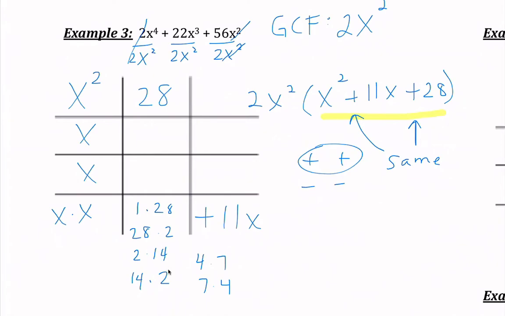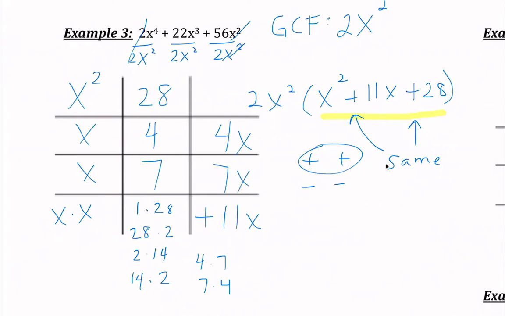Okay, so I have quite a long list, so I'm going to use a little bit of common sense. I know I'm trying to get to 11x, so I'm going to skip all these and jump straight to 4 and 7. I multiply across. X times 4 is 4x. X times 7 is 7x.